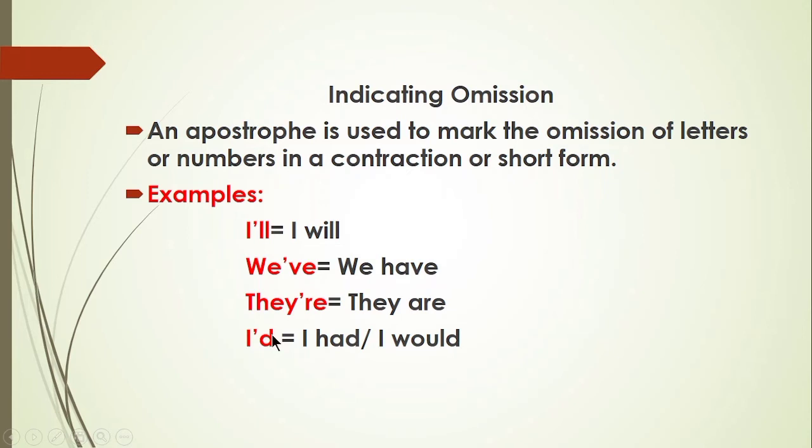Now, how can we recognize whether it is I had or I would? Remember, whenever I'd is followed by the third form of the verb, it means that it is I had, and if it is followed by the first form of the verb, it means that I'd is equal to I would, because had is normally followed by the third form of the verb and would is normally followed by the base form or first form of the verb.